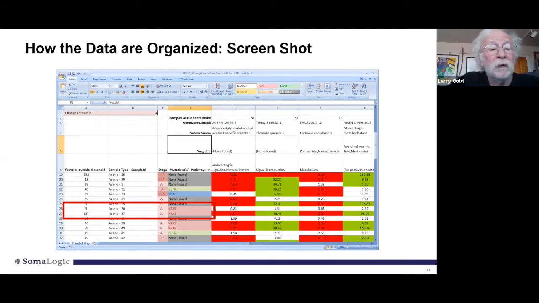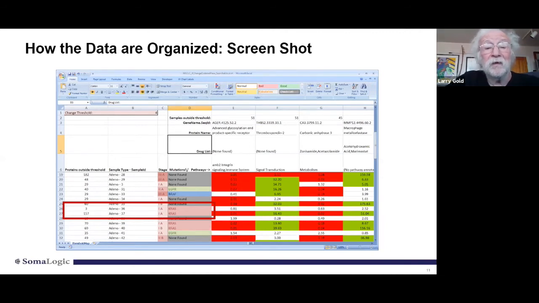If you look in the upper left-hand corner of the spreadsheet, there's a thing called the threshold. The number 4 that you see there means that for this screenshot, you had to be either down by 4-fold or up by 4-fold. So to be a green, the ratio for the tumor to healthy tissue had to be 4 or more because of the threshold being set at 4. And for the red, it had to be 0.25 or less.